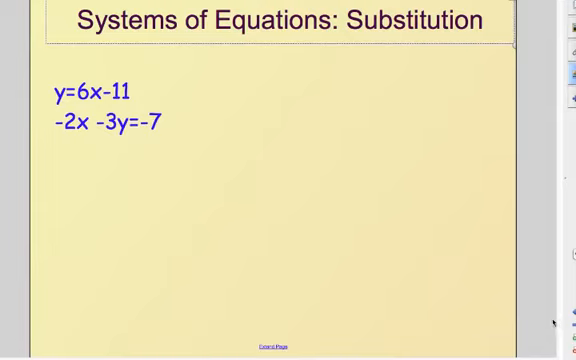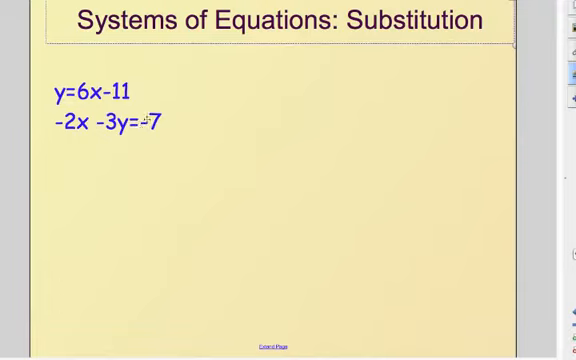If you have looked at the other two styles of solution, either graphing or elimination, elimination in particular is all about getting rid of one of the variables. That's really important, and we're going to use that same kind of idea and try to get rid of one of the variables.